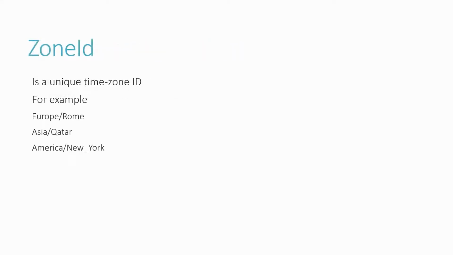First of all, we have ZoneId. ZoneId is a unique time zone ID. That means that it is like a variable, but we store zones only in it. The zones need to have a specific format, like the ones I provided here. Europe/Rome, for example.